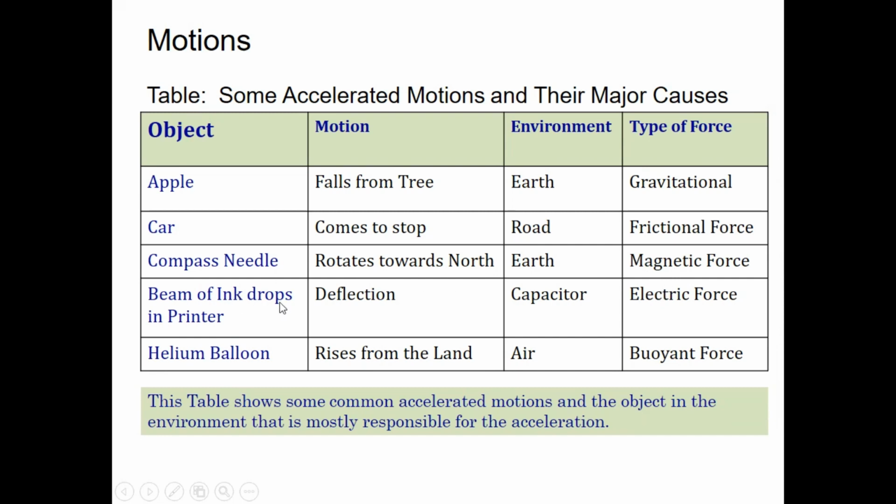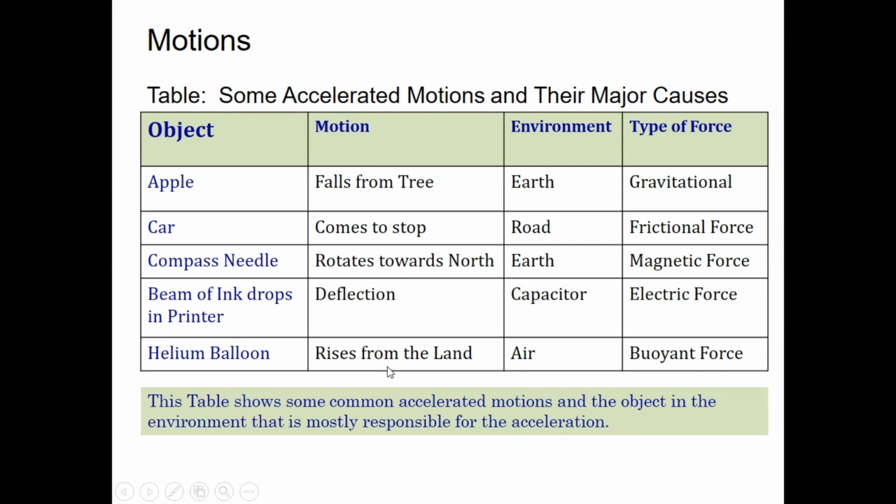A beam of ink drops in a printer is deflected, and the motion is a deflection motion. The action of the capacitor is responsible for this, and the electric force is really the reason for this deflection.